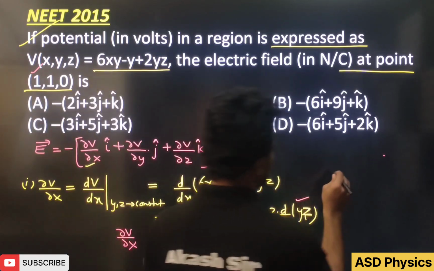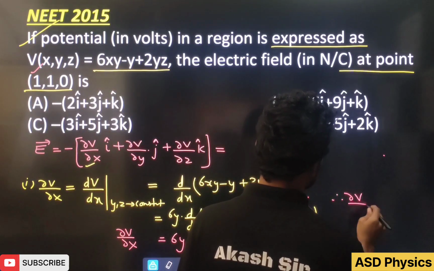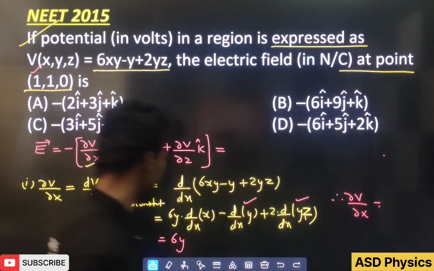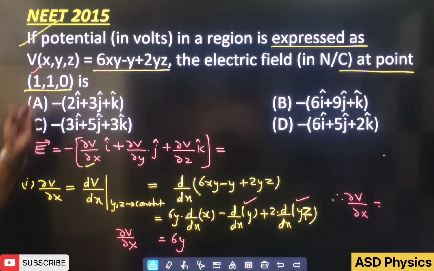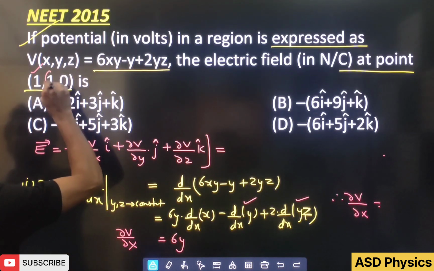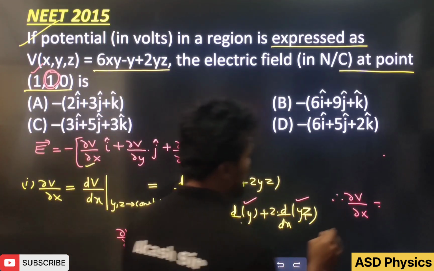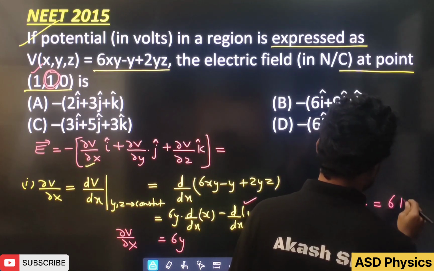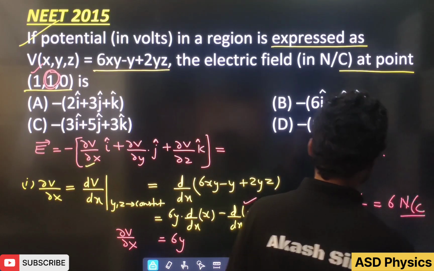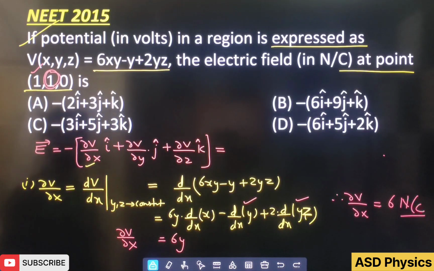And value of x how much here? 1. That means here we have got, students, see, this del v by del x, just put the value of y. How much? Value of y is 1. So it will become, students, 6 Newton per coulomb. Okay, 6 Newton per coulomb we have got here, that is del v by del x.